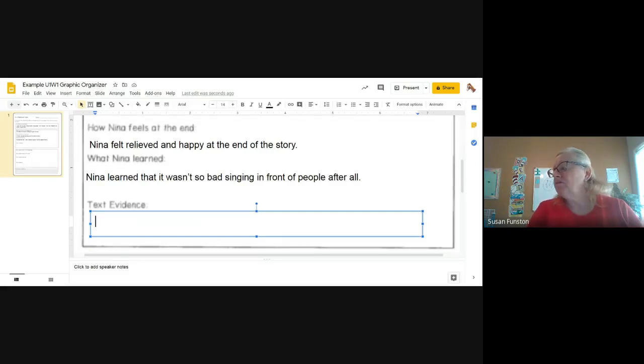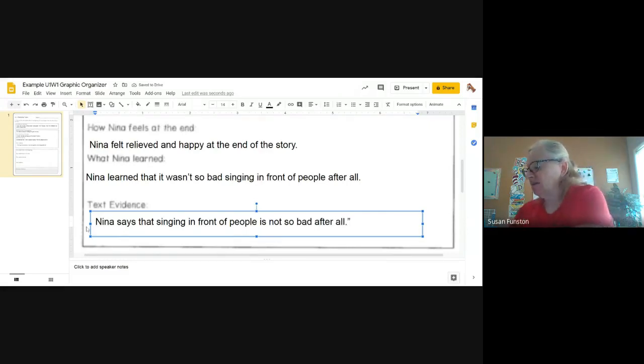at the end of the paragraph. I don't have the story right in front of me, but Nina says that singing in front of people is not so bad after all. Okay, and I would probably quote this exactly. So let me get the story.